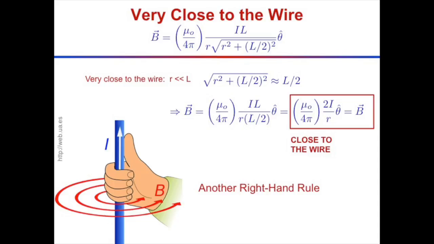And then very close to the wire, this is what the equation looks like. The magnetic field is mu naught over 4 pi IL over r times L over 2 in the theta hat direction, which is altogether mu naught over 4 pi 2I over r in the theta hat direction, close to the wire, or for an infinitely long wire. Do you have any questions about that?